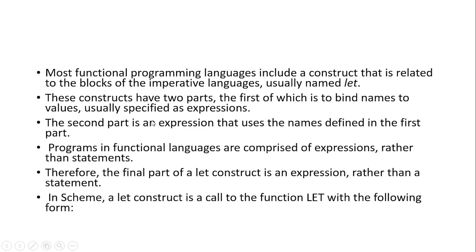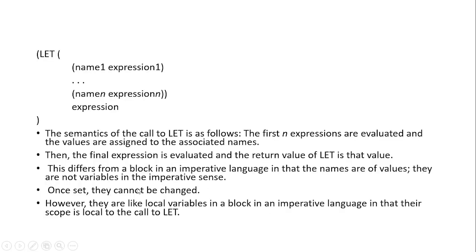So we have two parts. The first part is used to bind names to values, usually specified as expressions. The second part uses the names defined in the first part. The final part of a let construct will be an expression rather than a statement. In the Scheme language, which is a functional programming language, a let construct is a call to the function let. The form is: let name 1, expression 1, and so on, up to name n, expression n, followed by a final expression.